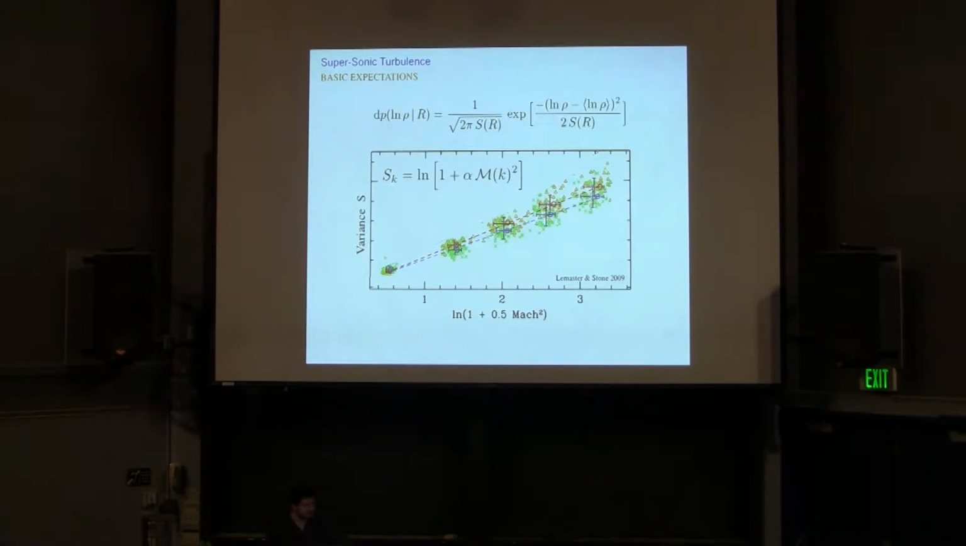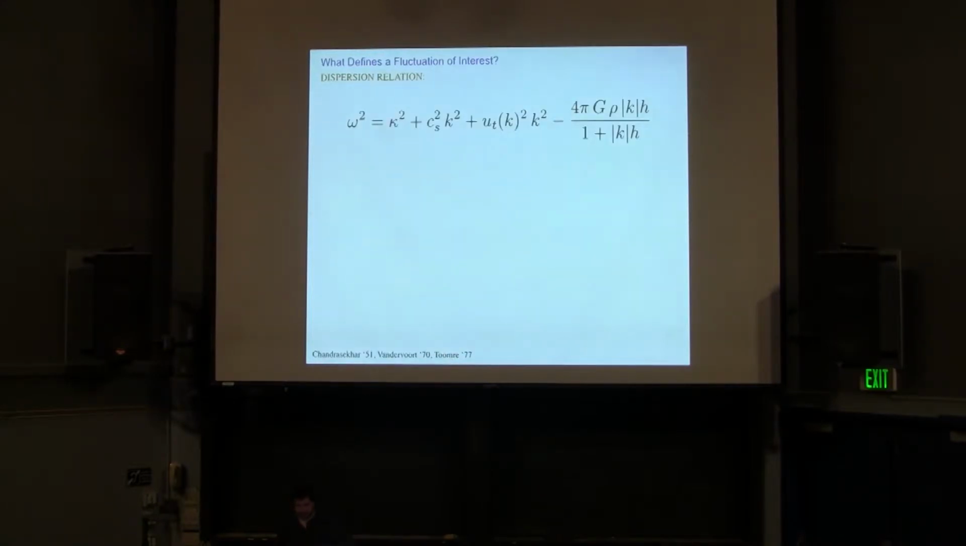So that's very simple, and we think we understand that. And that gives us a way to say, from turbulence, if we know that there's turbulence there, we can basically predict what the density field's statistics are going to look like, driven by turbulence.